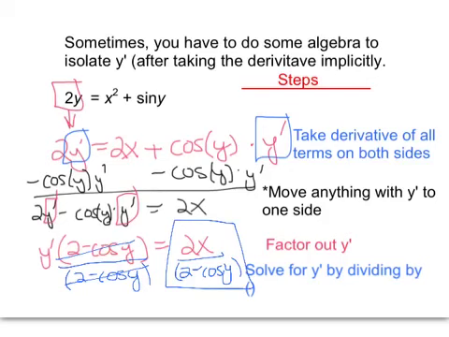That's your slope machine. So let's just review real quickly. You take the derivative of all the separate terms, move anything with y prime to one side and everything else to the other side, factor out that y prime, and then solve for y prime by dividing by the parenthesis on both sides. You're going to do this over and over again on these implicit problems. So come back to this slide if you're having trouble remembering how to solve for y prime when there's a bunch of y primes floating around.